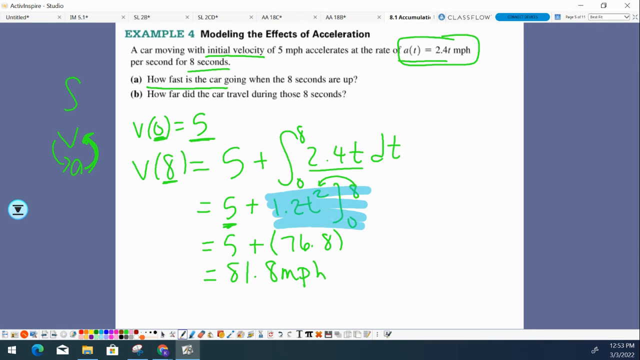All right. So then we want to do the same thing for letter B. How far did the car travel? Okay. So this is saying how far did it travel? That's going to be our distance. So now let's think about this.